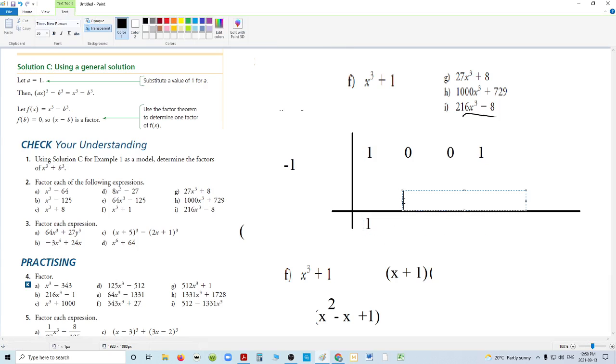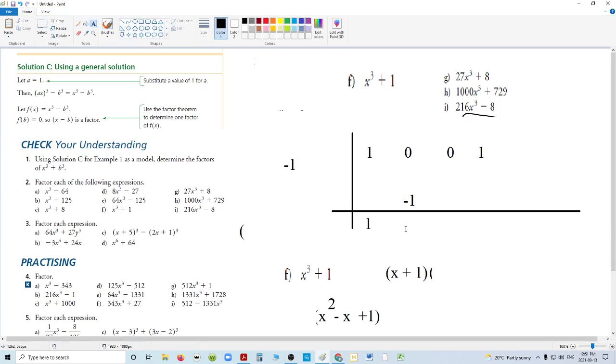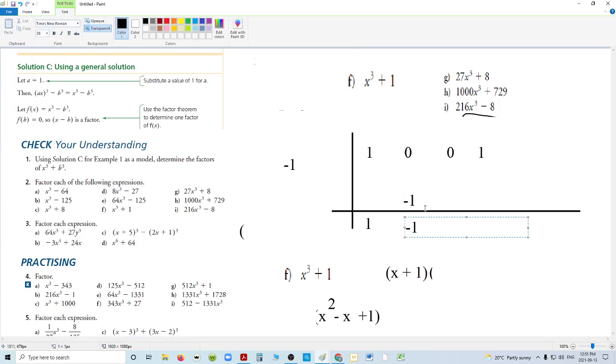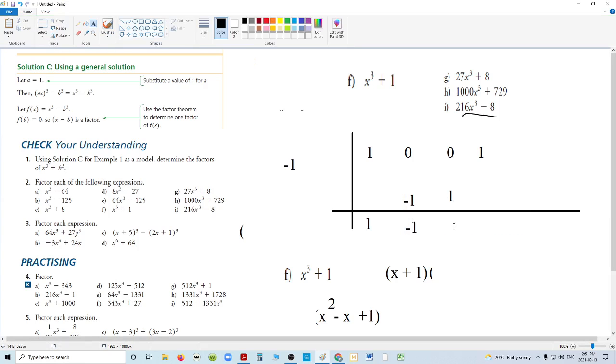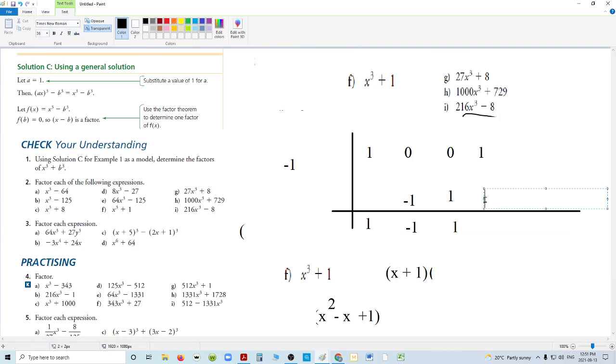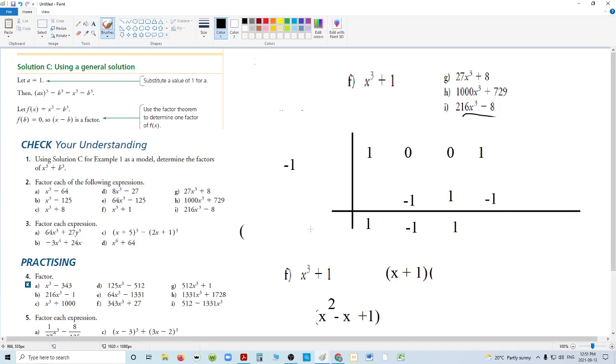I multiply it by -1. I add it to 0 again. I multiply that by -1. I get +1. I add it to 0. I get 1. And then the -1s here cancel out. And sure enough, I have a 1 in front of the x squared, a -1 in front of the x here, and a 1 at the end. So indeed, I've just proven the factors are this.